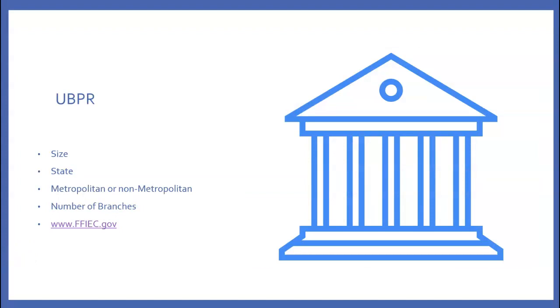The UBPR identifies peers by size, state, and metropolitan or non-metropolitan area, along with the number of branches. This is generally too broad a group to be meaningful. Most banks create their own peer groups to compare performance.